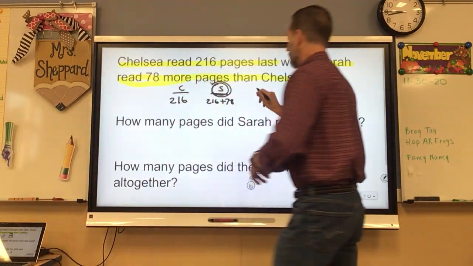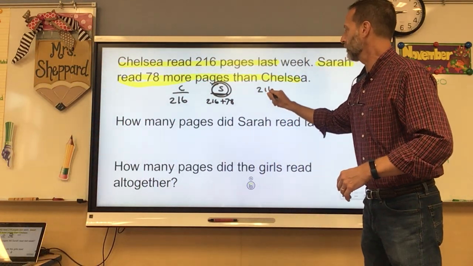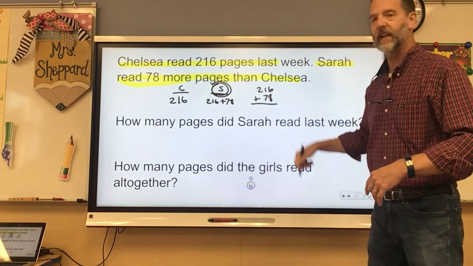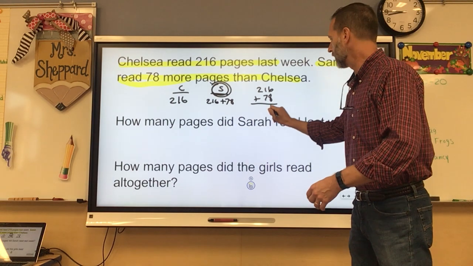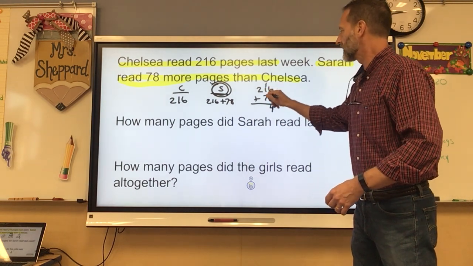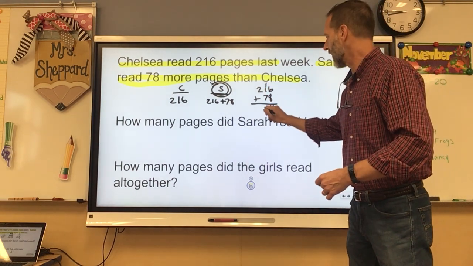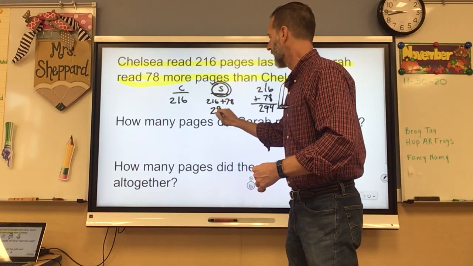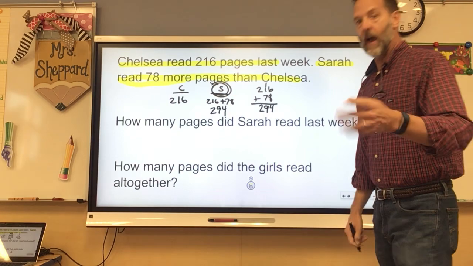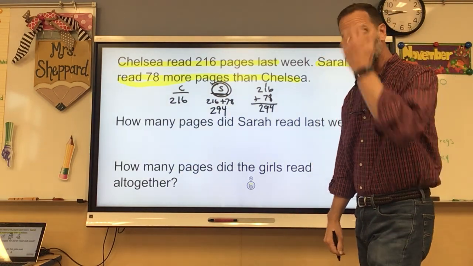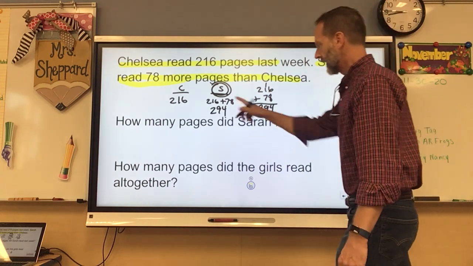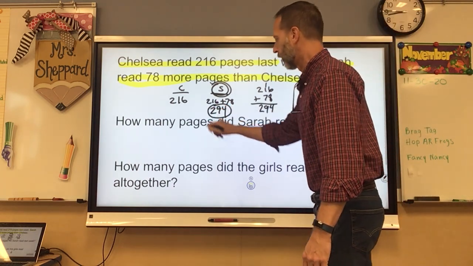So I'm going to do 216 plus 78. I line up my ones place. 6 and 8 is 14. I'm going to leave the 4 and regroup the 1. 7 and 1 is 8, plus 1 is 9. And there's my 2. Sarah's number is 294. Now, let's pay attention to questions, because that may not be the answer. How many pages did Sarah read last week? We just did that, 294.